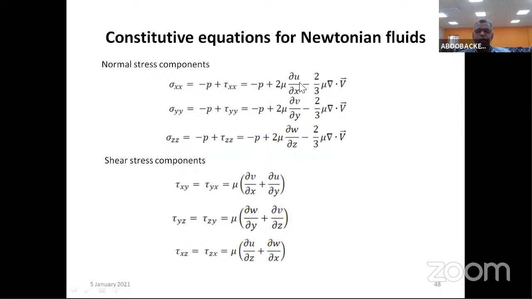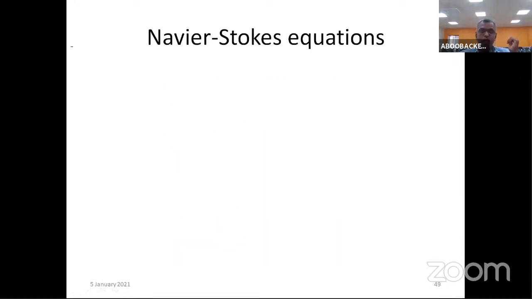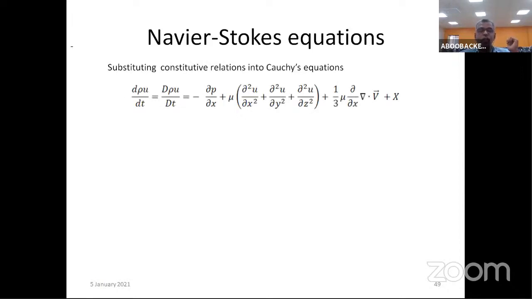So stress is related to the rate of strain. U is a velocity component. Del dot V is our dilatation, which is the sum of dou U by dou X plus dou V by dou X and so on. This is the Stokes hypothesis, and by introducing it, the constitutive relation used is Newton's viscosity law. Substituting these two into our Cauchy's equations and simplifying, what we get is the Navier-Stokes equations, with dou P by dou X, etc.